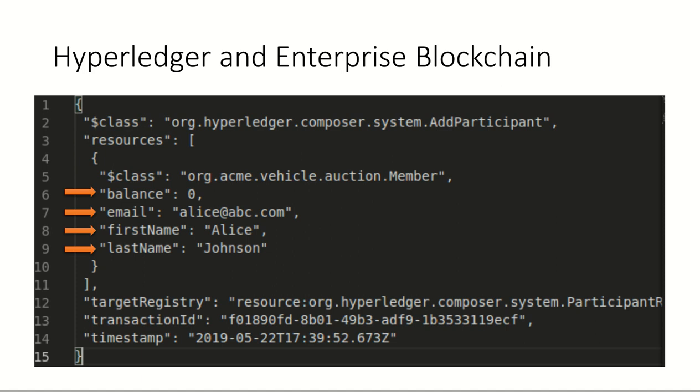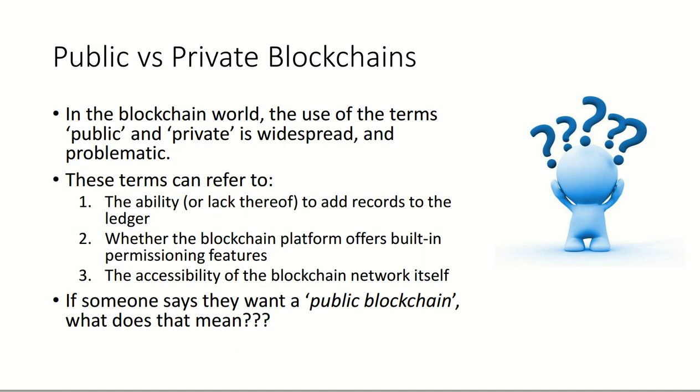We want to keep track of their account balance, their email address, their first name, and their last name. So I get a very free-form data structure. And if I was solutioning a different use case, I might have something completely different here.